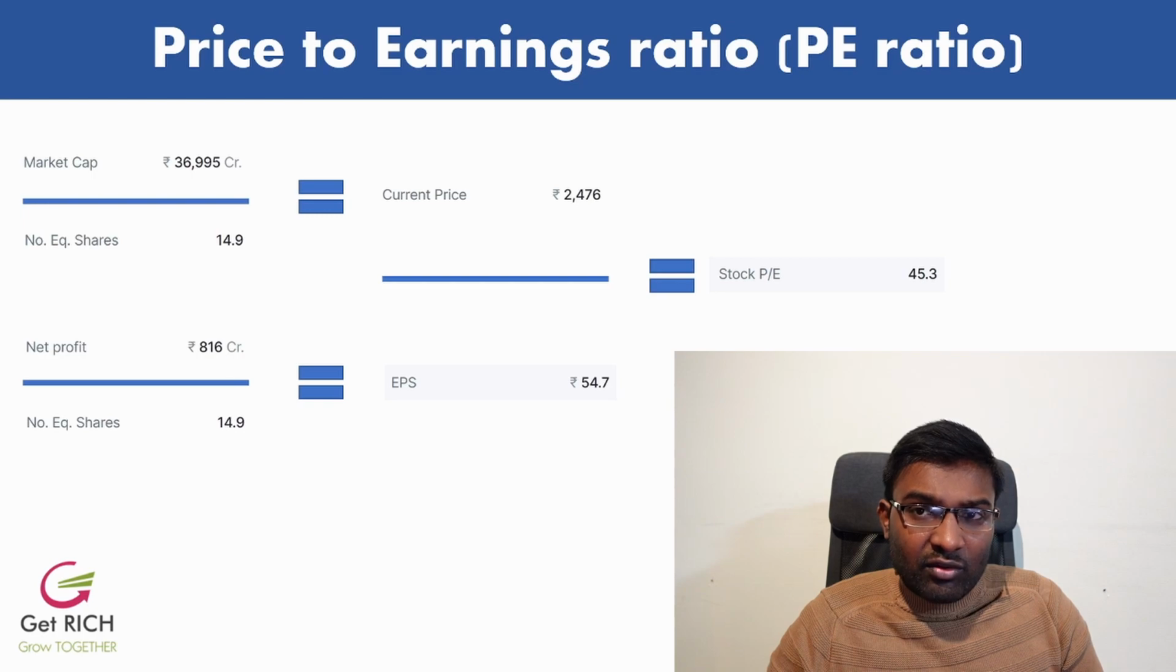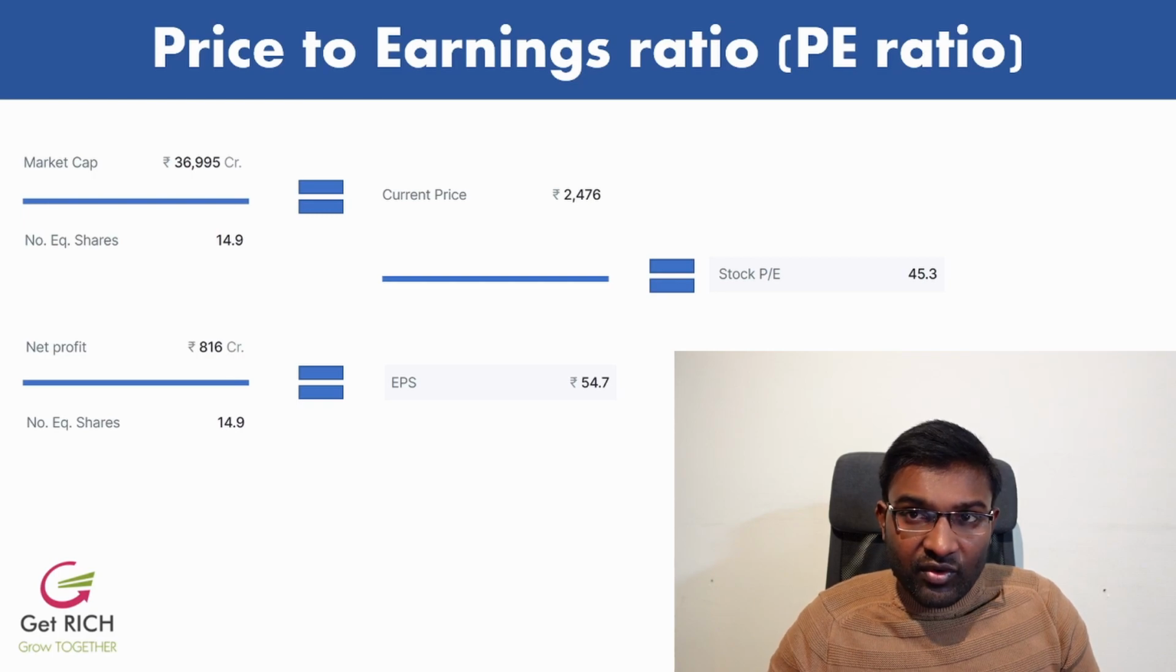Polycab was growing at, I think, more than 20%, correct me if I am wrong. So it's growing at 20 to 30%. So 45 seems very reasonable because it's also working in the consumer business, so that's very good. So 45 PE is reasonable.